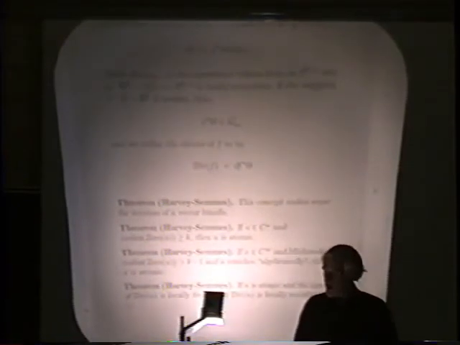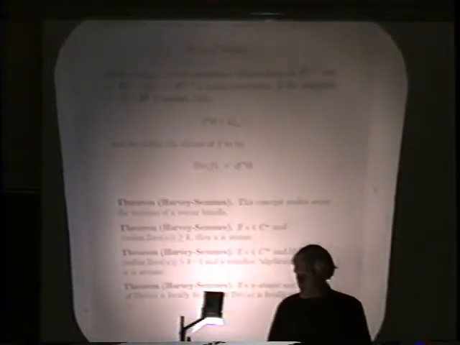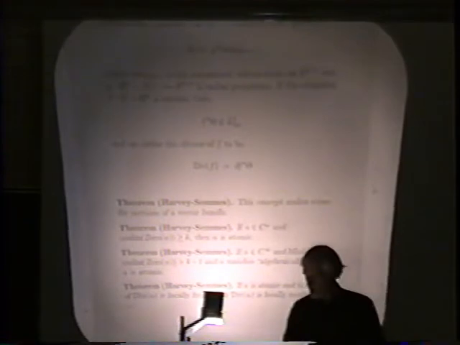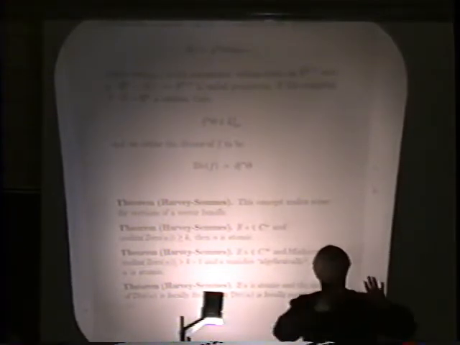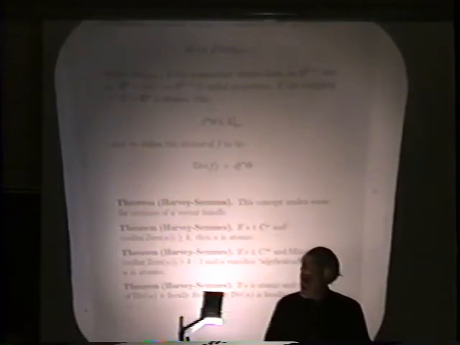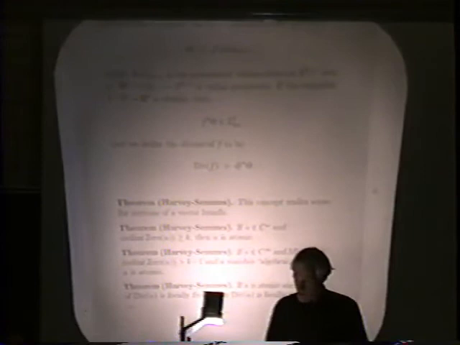They prove that this concept makes sense for sections of a vector bundle if you do a change of coordinates. The zero set still makes sense. The change of coordinates on the ambient space, so you're multiplying by some matrix-valued function, some invertible matrix-valued function, you don't change the divisor.